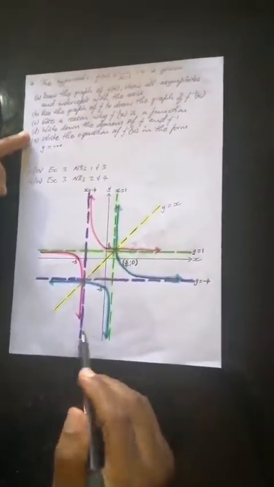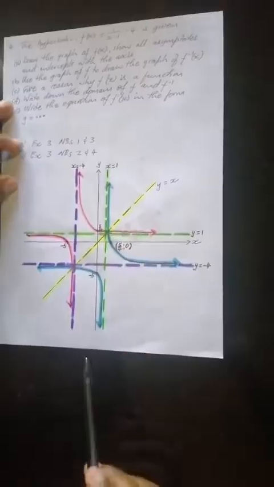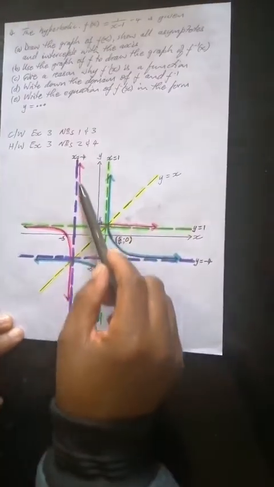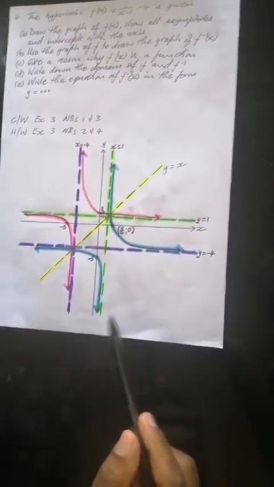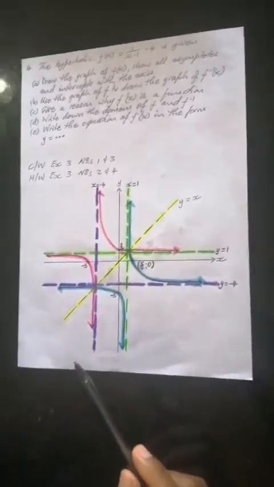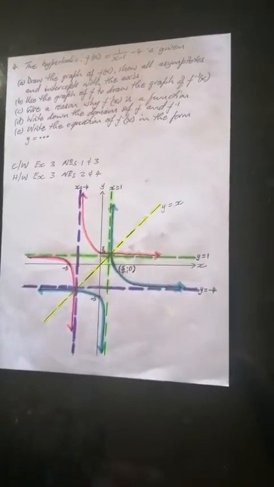Then part C says, give a reason why f of x is a function. You can see, if you are looking at this graph, it passes the vertical line test. Or you can say for every x value, there is a y value. We are still answering the same question.